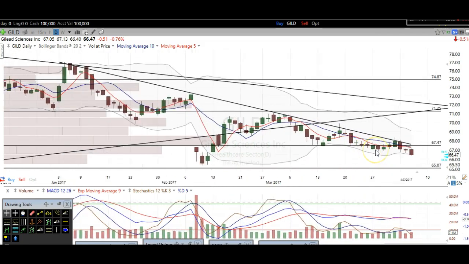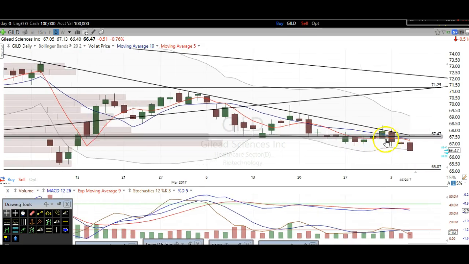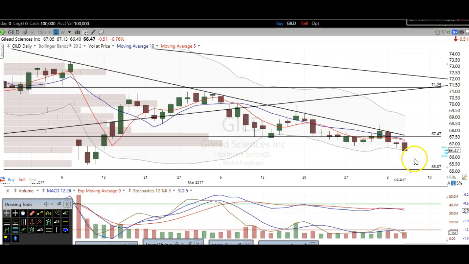Next, we're going to take a look at Gilead. In Gilead, you can see here we got that rejection at this downtrend line that we've been pointing out for quite some time. We also had a false breakout. So here was that breakout right here above this resistance, and then the next day just boom, whipsawed back below it and closed below that low right there. And as you can see, we're headed lower since then, and we've got some support down here at about $65 is that next level on Gilead.